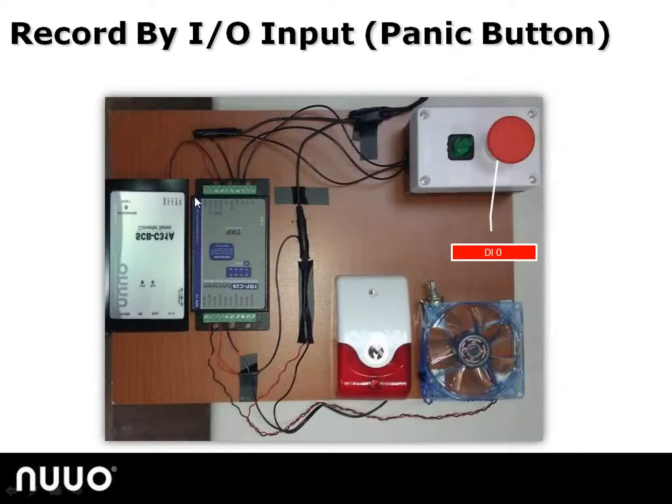Here is the I/O board that I use today. There is a C31A connected with the C28 I/O bus by RS485 protocol on this board. For the scenario we will talk about today, we will only use the I/O input function. We will use the panic button to trigger the I/O digital input signal, DI0, to the main console.